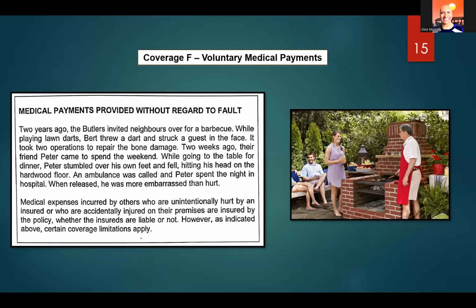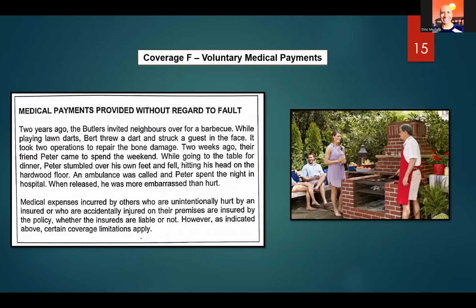Two weeks ago, their friend Peter came to spend the weekend. While going to the table for dinner, Peter stumbled over his own feet and fell, hitting his head on the hardwood floor. Okay, so an ambulance was called and Peter spent the night in the hospital. When released, he was more embarrassed than hurt.